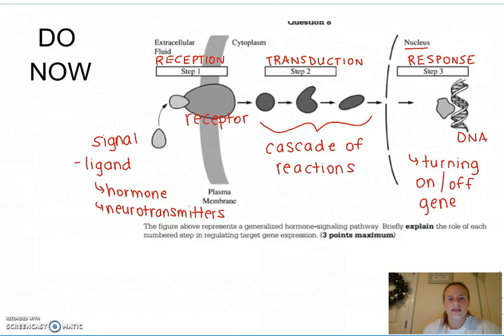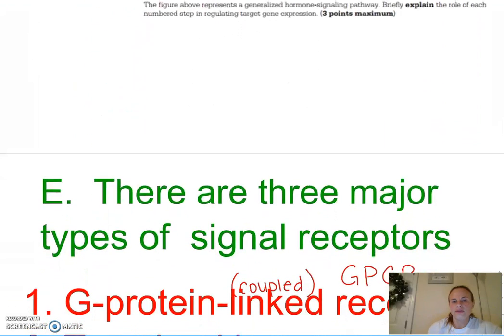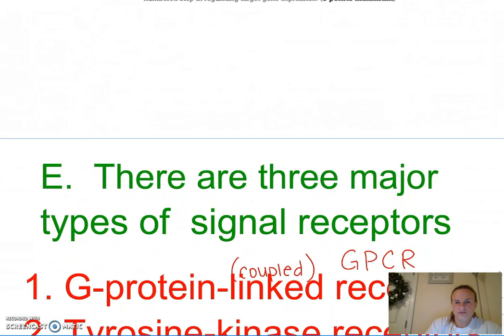That ends our discussion of the steps involved in cell communication. Tomorrow, we're going to talk about the three major types of signal receptors.